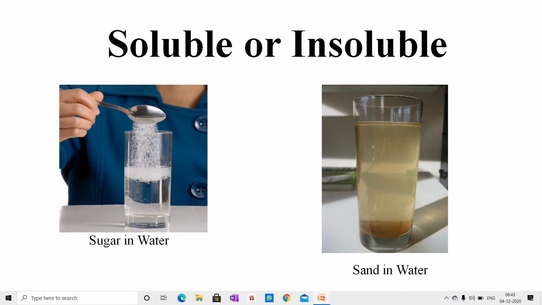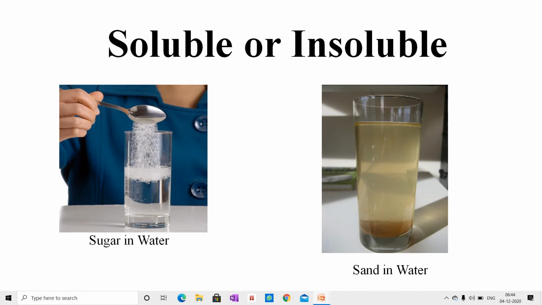We notice that sugar has completely disappeared or dissolved in water. We say that sugar is soluble in water, and sand does not mix with water and does not disappear even after we stir for a long time. So, sand is insoluble in water.